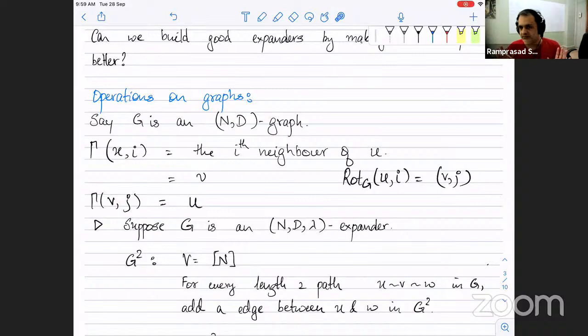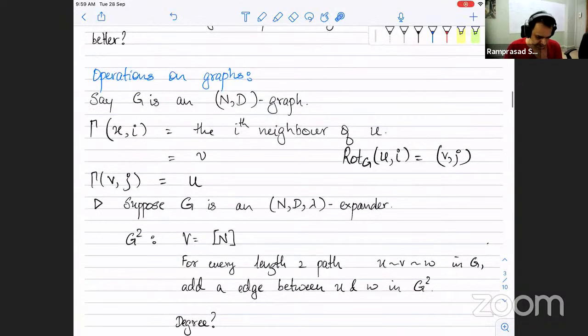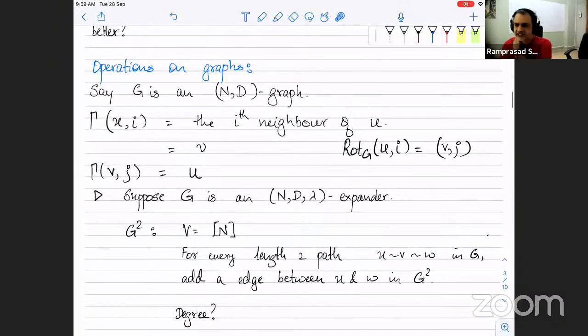Okay. So I hope the definition is clear. Every edge in G squared corresponds to a walk of length 2 in G. Now, can someone tell me what the degree of this graph should be? Firstly, is this a regular graph? We started off with G being regular. Is the graph still regular now?